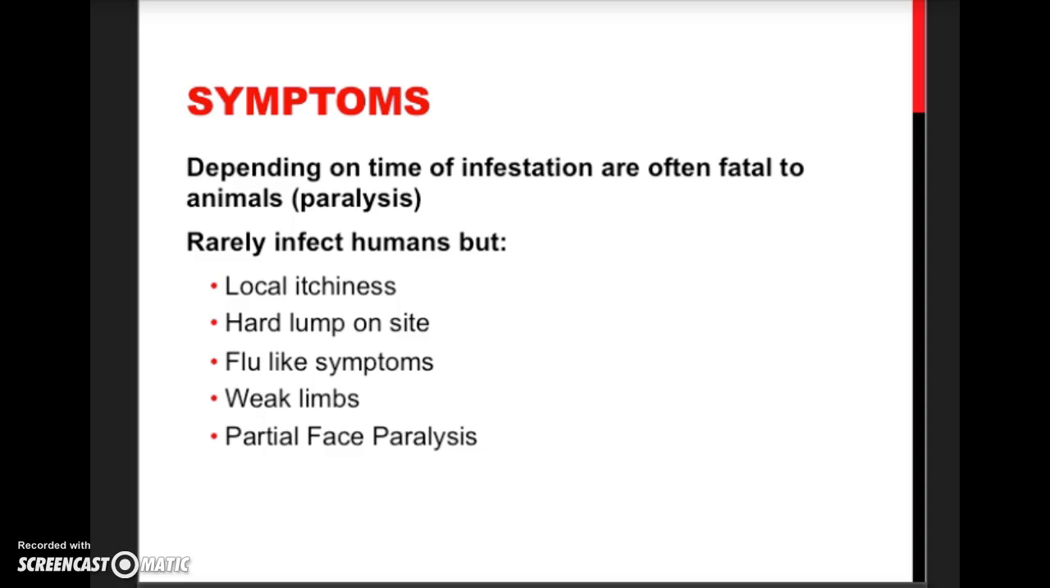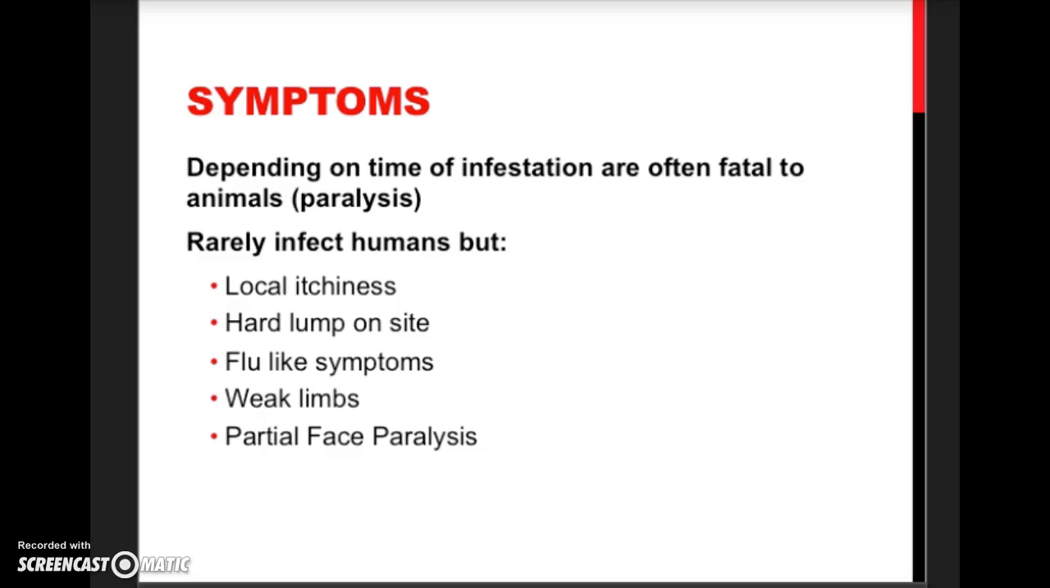Symptoms that the tick gives off. Well, it's not really a disease, it's known as tick paralysis. Depending on the time of the infestation, the symptoms are often fatal for the animals or mammals that it infests. We'll get into the mechanism for that in a little bit, but it's due to paralysis, obviously, and they can rarely infect humans. I didn't find too many cases of infected humans, but there are symptoms listed for it because there have been cases.